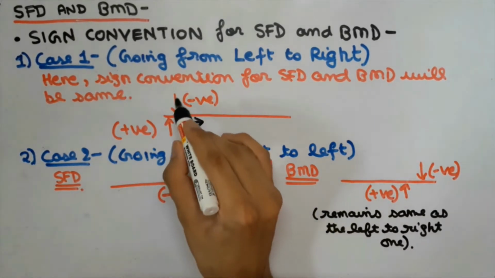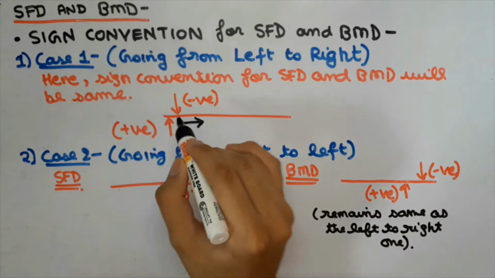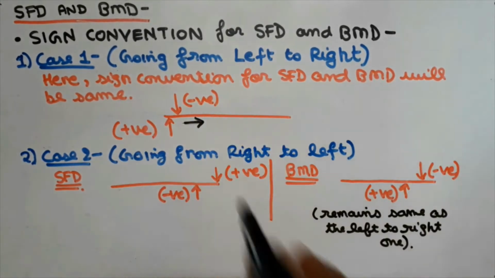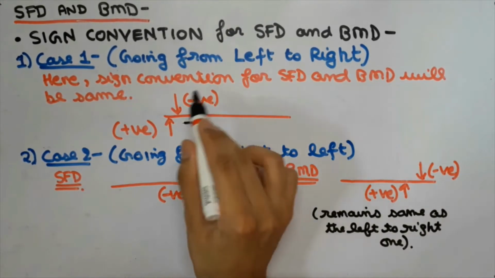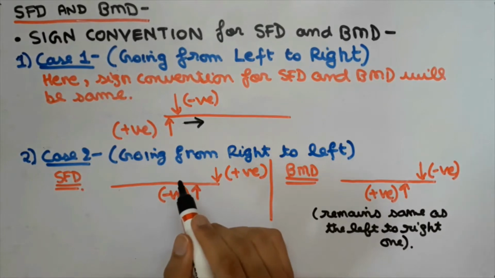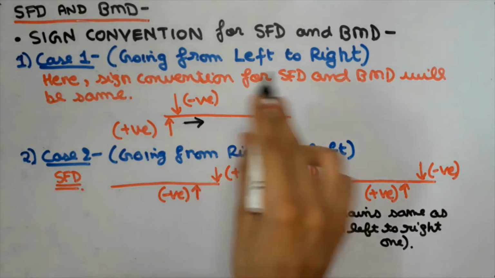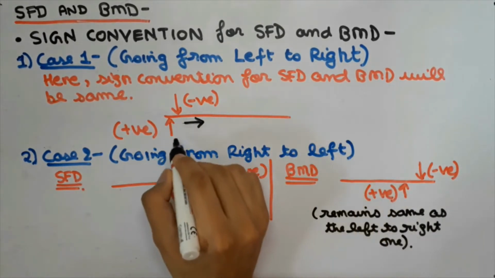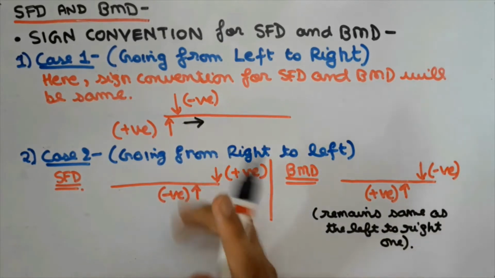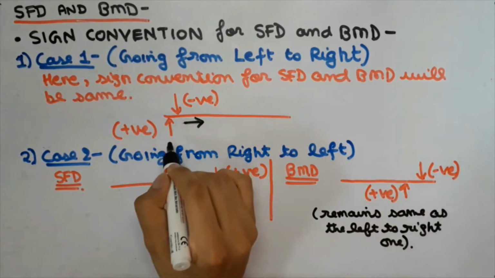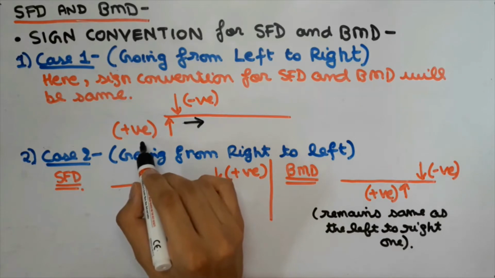Now suppose that a force is being applied on the left hand side from the top, that is, it is acting downwards, then it has to be taken negative. And similarly, while still going from left to right, a force is being applied upwards, that is from the bottom of the beam, that is, its direction is like this, then it has to be considered to be positive.